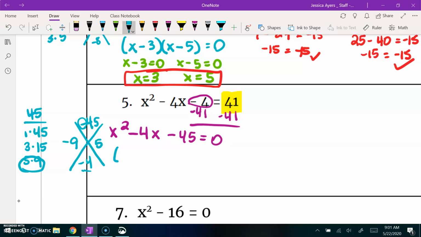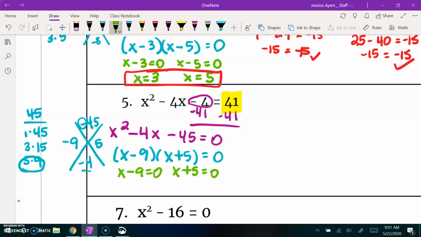So we write our factors. x minus 9 times x plus 5, and that is equal to 0. Now we know that we can set each of them equal to 0. So x minus 9 equals 0 and x plus 5 equals 0, which leaves me with x equals 9 and x equals negative 5.